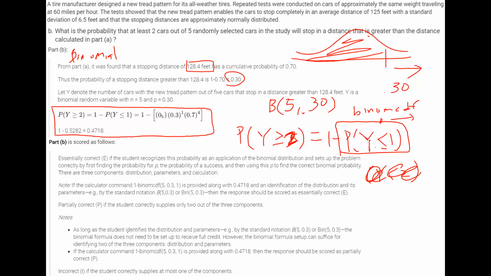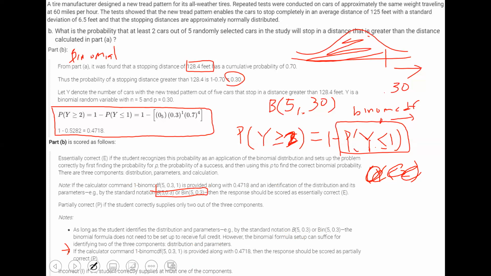It says, as long as the students identify the distribution and parameter, like this notation, the binomial formula does not need to be set up to receive full credit. So do you see how important it is to state what kind of distribution you're working on, right? Again, if you write that, even if you just write 1 minus binom CDF, they're going to give you full credit instead of a partial credit, okay? Again, here you can see that without this notation, you would not get essentially correct.